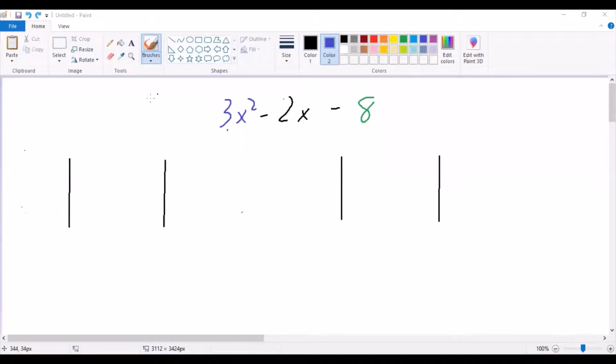Hey guys, so this is factoring polynomials part 2. First we're going to start off by looking at the left side. We want to think of two numbers multiplied to equal 3. So our only option really is 3 times 1.